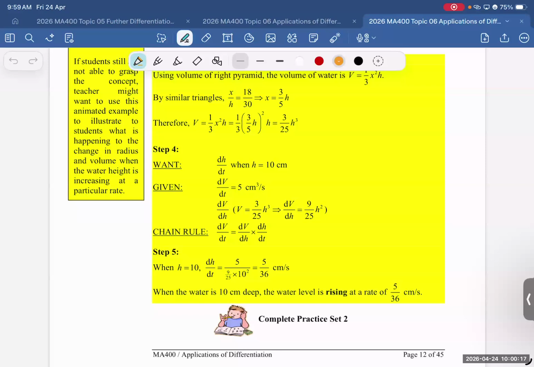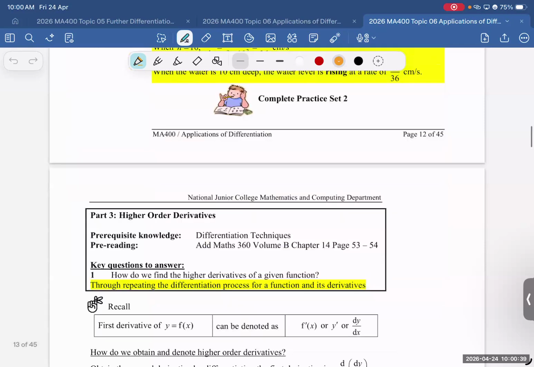So now I'll start on part 3. I think everyone is very comfortable. So I need to tell you about higher order derivatives. Are you able to do the question? Just make sure you do the SLS. The SLS has some useful nuggets of wisdom inside.